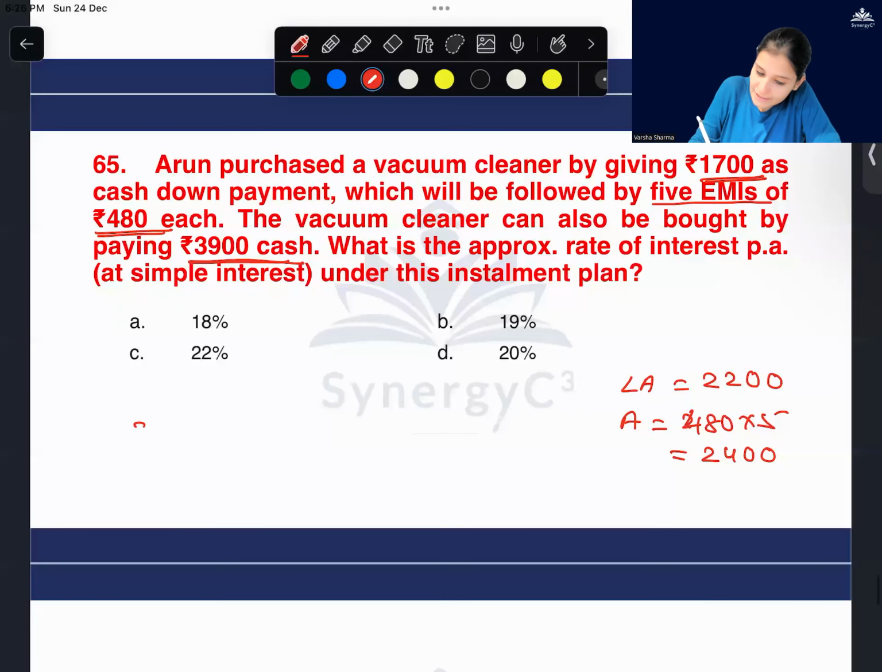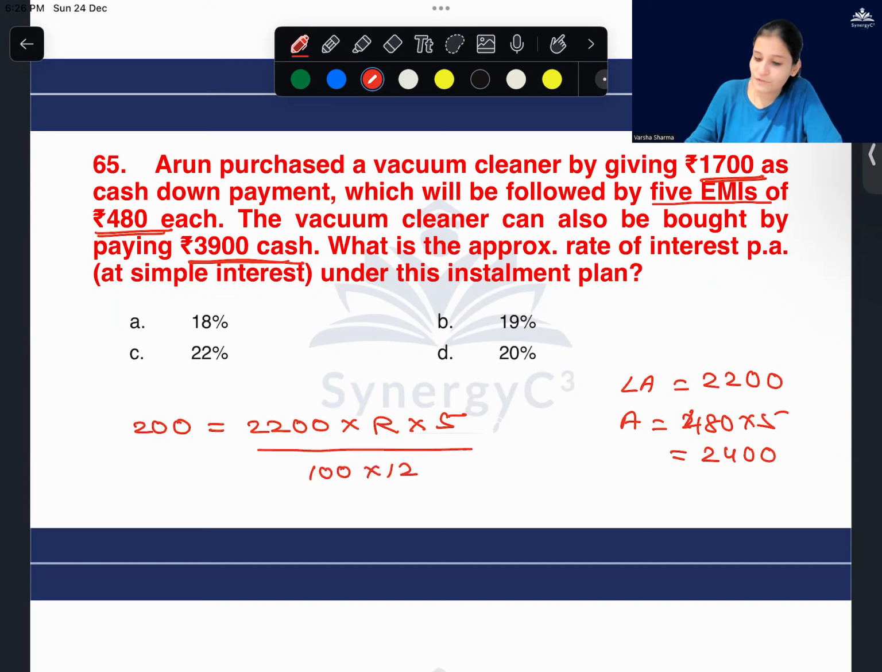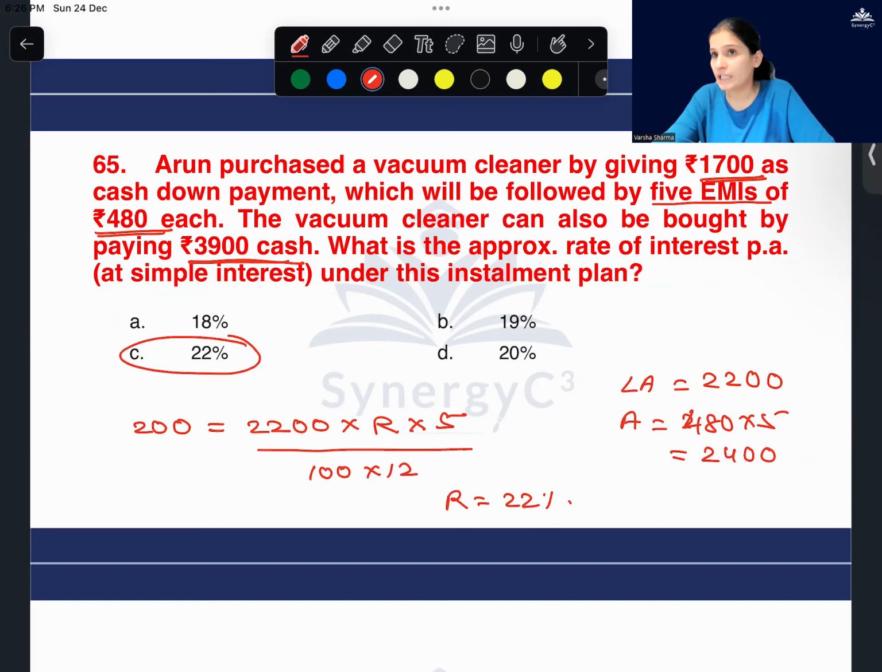So my simple interest is 200 for the principal 2,200 at some rate for a period of 5 months. Monthly installment, so for it to be converted into years, I have to divide it by 12. What will be my rate? 22%.